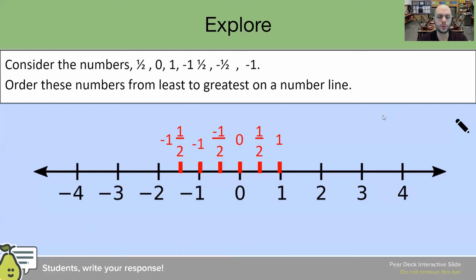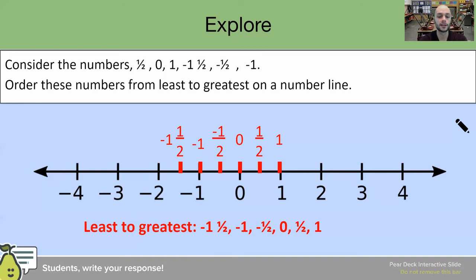Okay, so what was their final answer? Let's see. Their final answer was from least to greatest: first would be negative 1.5, followed by negative 1, followed by negative 1/2, followed by 0, followed by 1/2, followed by 1. So the question is, is this correct, or is there a misconception here? So please pause the video and try to figure out for yourself, is this answer correct, or is there yet another mistake here?